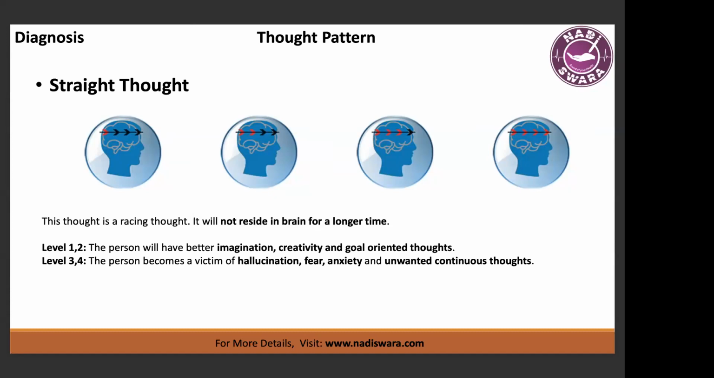Out of these 4 stages, if the patient gets level 1 or level 2, that indicates they are good in the wind energy. If it is the 3rd and 4th level, that indicates they are not balancing the wind enough, which leads to anxiety, hallucination and continuous thoughts.